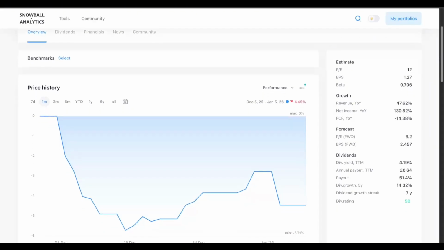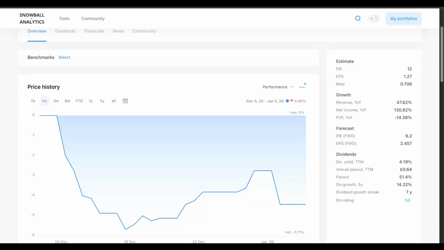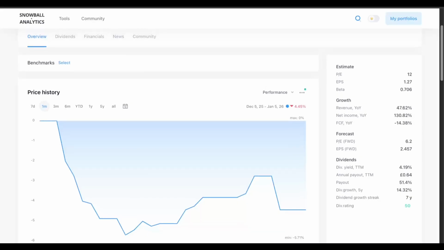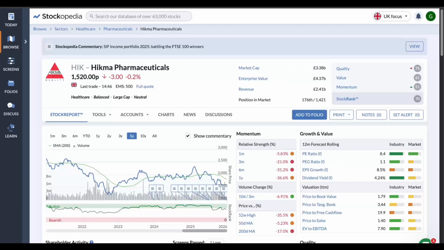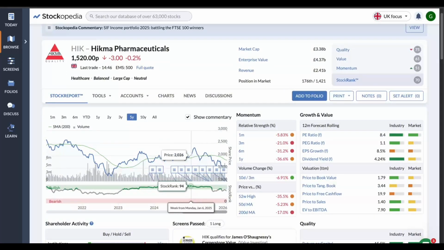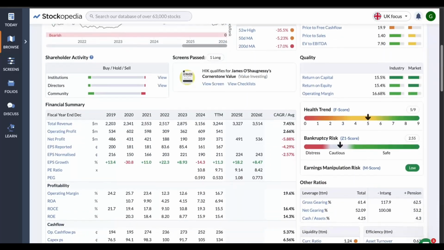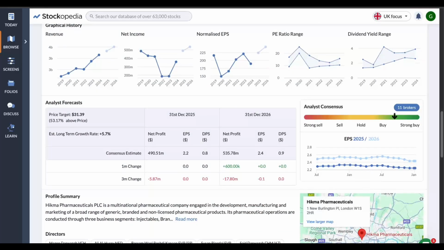They currently have a payout ratio at just 51.4%, with a fantastic 5-year dividend growth rate at 14.32% and a massive 7-year dividend growth streak. Due to the price drop, they're actually at their highest ever yield, now sitting at 4.19%. They do now have a current stock rank score that's only at 70. As we can see, it has been dipping throughout the last few months, but my hope is that the score is going to recover soon and it'll be back up in the 80 range.